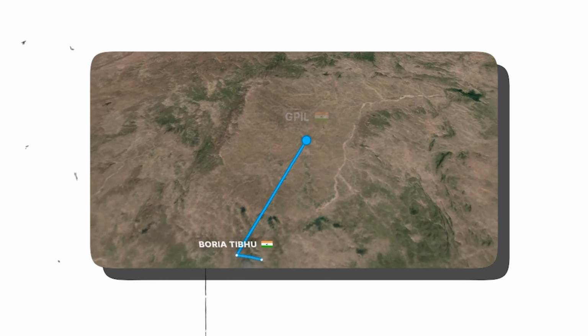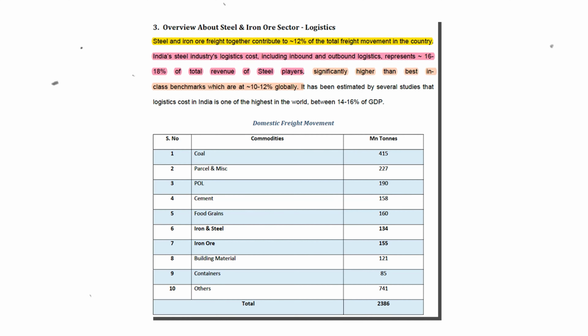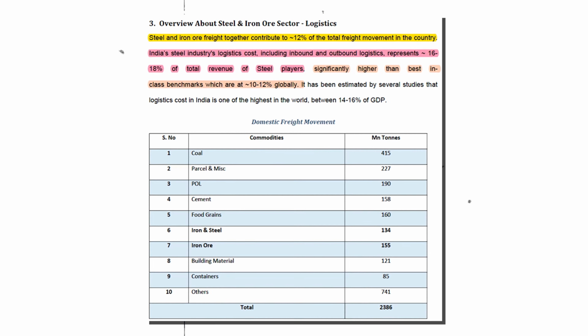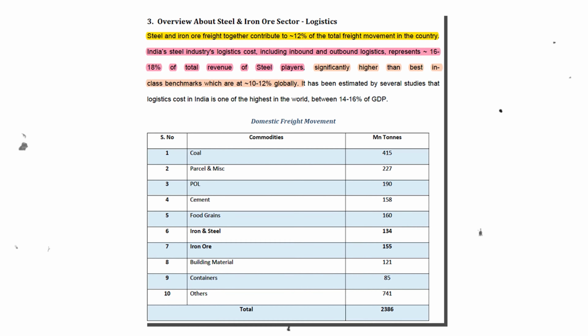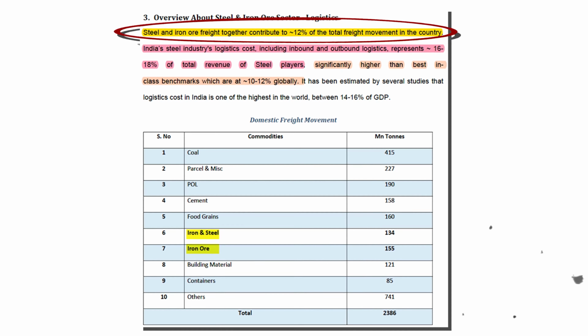Now, both these mines, Ari Dongri and Boria Tibbu, are roughly around 166 kilometers to 200 kilometers away from the Siltara plant that they have, which is an integrated steel plant of the company. And the reason why I mentioned the distance is because logistics cost is a very, very important element in the whole game. Just to give you an idea of how important it is, on your screen you can see a screenshot from a draft steel policy on improving the logistics dynamics for the steel industry. And as you can see on the screen, steel and iron ore freight contributes 12% of the total freight movement in the country, and their logistics cost, the inbound and outbound combined, is roughly 16 to 18% of revenue.